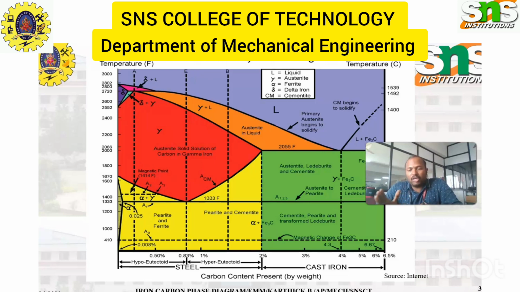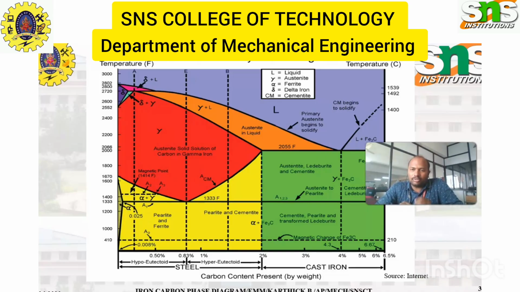From 2% to 6.5%, it is called cast iron. If we go beyond 6.5%, there won't be any formation of solid solution. So if we add from 0 to 2%, it is steel, and from 2 to 6.5%, it is known as cast iron.